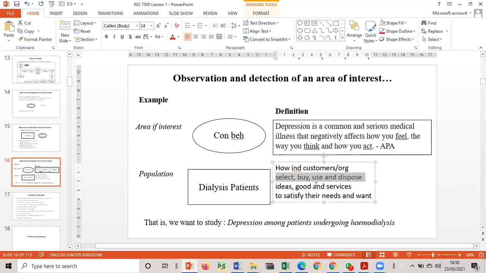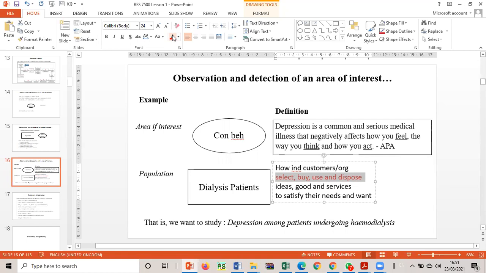Right? This is the main thing, right? Yep. It can be ideas, it can be goods, it can be services. So your main central core is selection, buying, using, and disposing. With customers, you may say goods. Organization, you may say services.